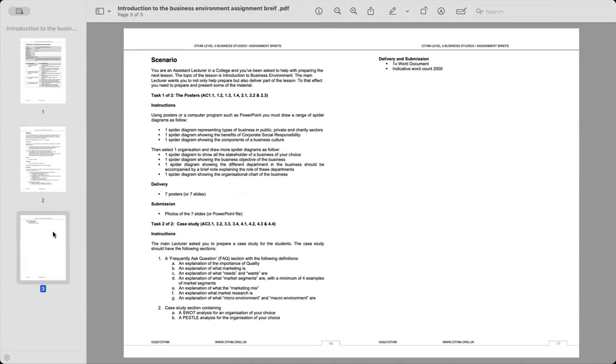Delivery and submission: a Word document containing the case study and SWOT section, indicative word count up to 2000 words. Be thorough in your definitions and explanations, using academic resources to support your arguments. Provide detailed analysis in both the SWOT and PESTEL sections, focusing on how these factors affect the chosen organization.